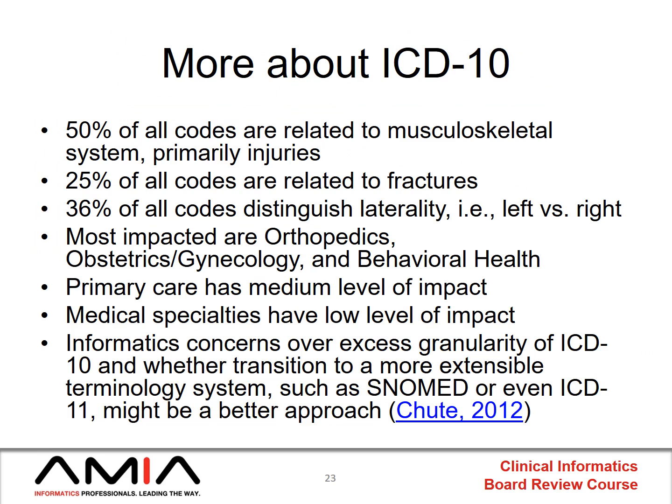Some more about ICD-10. About half of all the codes are related to the musculoskeletal system, primarily injuries, and this is not surprising given the highly granular nature of the vocabulary. About a quarter of all codes are related to fractures, and over a third just distinguish laterality, left versus right. Therefore, the fields that are most impacted by the transition to ICD-10 are orthopedics, obstetrics, gynecology, and behavioral health. Primary care has a medium level of impact, and many of the medical specialties have a low level of impact.